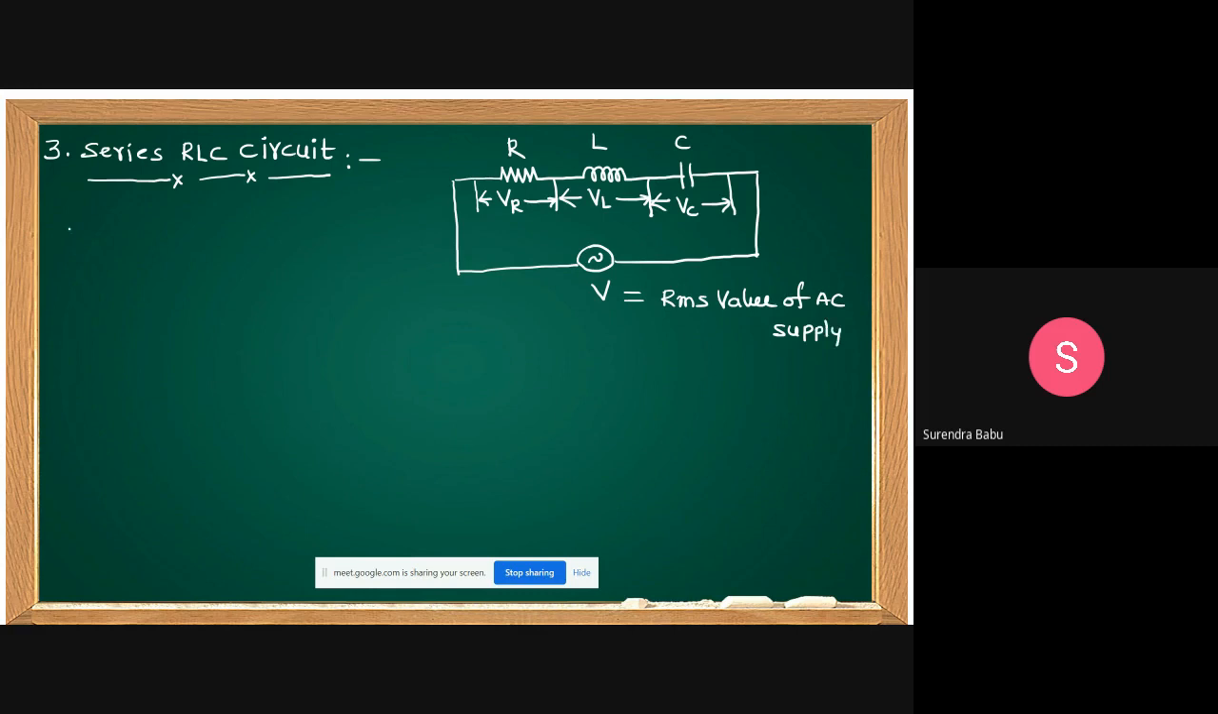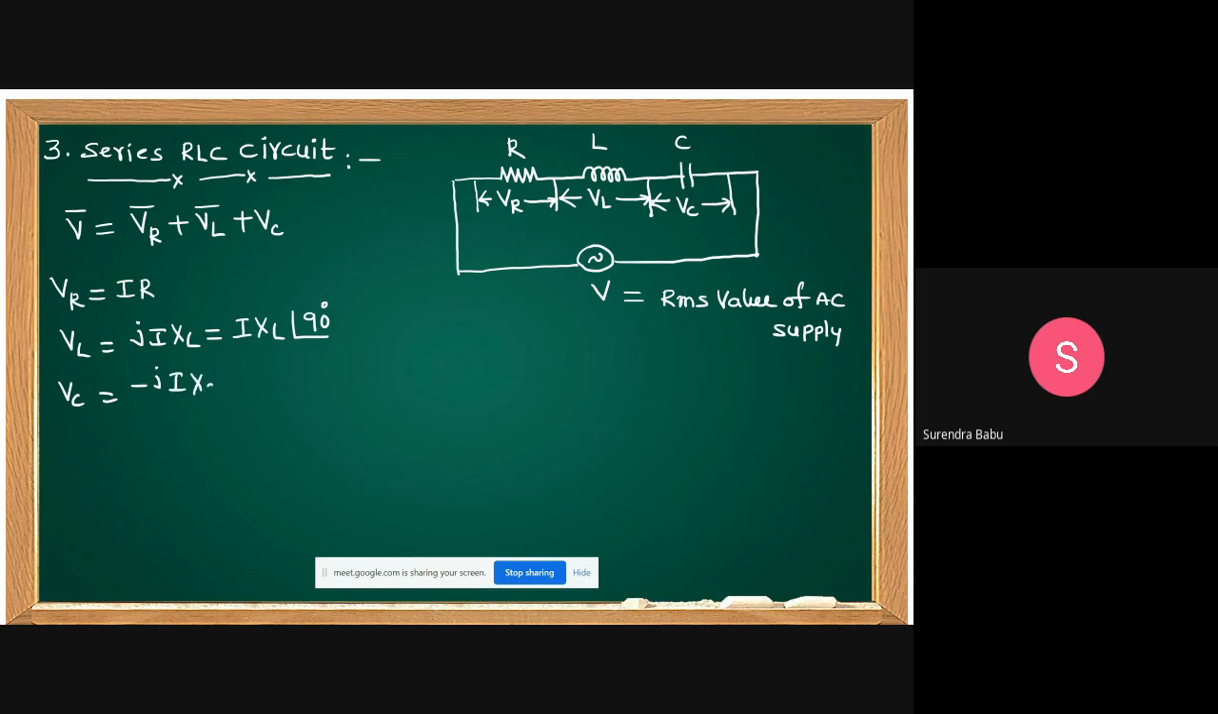Shall I write like this? V equals VR plus VL plus VC. Then what is VR, students? I into R. What is VL, students? J into I XL, that equals I into XL at an angle of 90 degrees. What is VC, students? This equals minus J into I XC, that is, I into XC at an angle of minus 90 degrees.